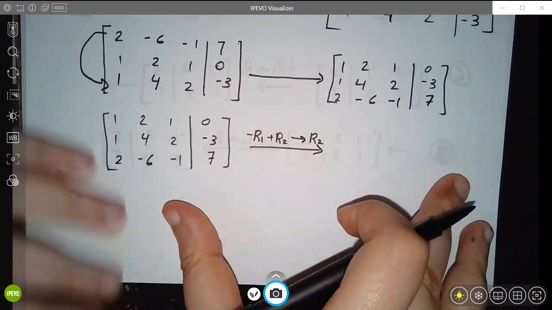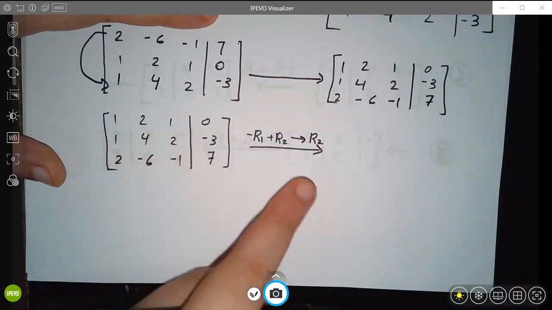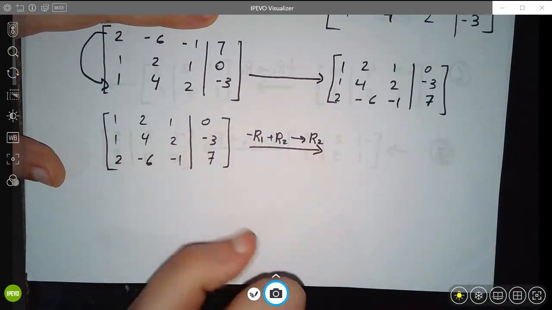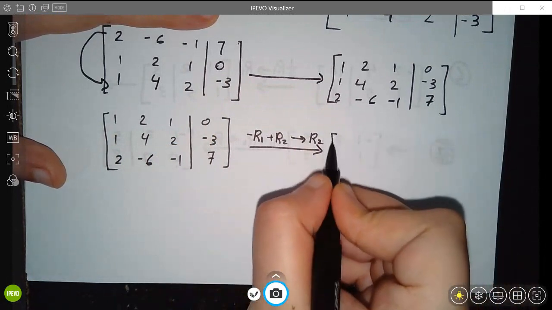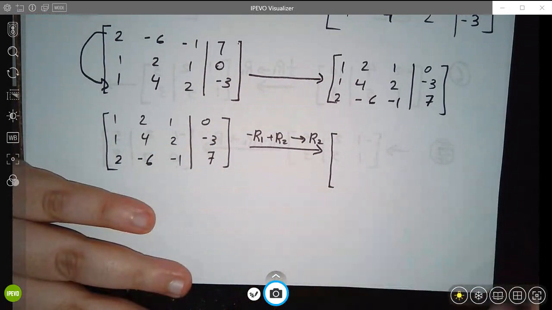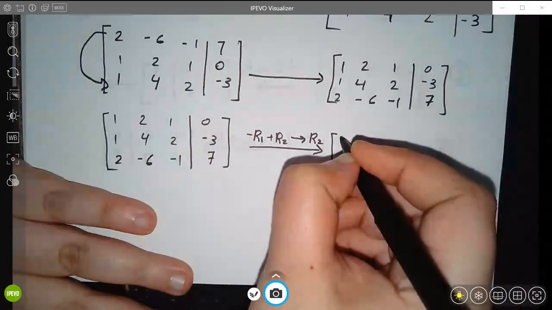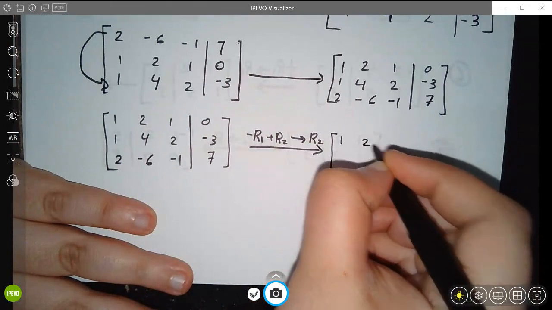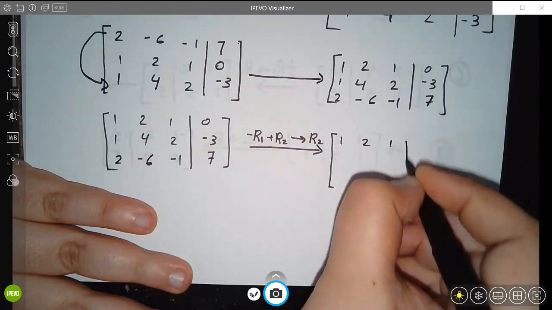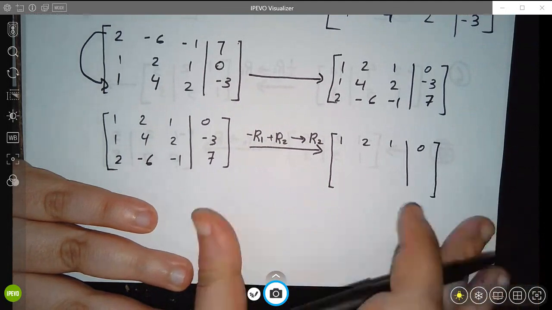Okay, so I'm changing row 2. What I'm going to do is multiply the first one by negative 1. Add it to the second one, and that will be the new second one. Okay, so row 1 is not changing. Only row 2 is. So I'm going to copy row 1 really quick. 2, 1, line, 0. Close it.